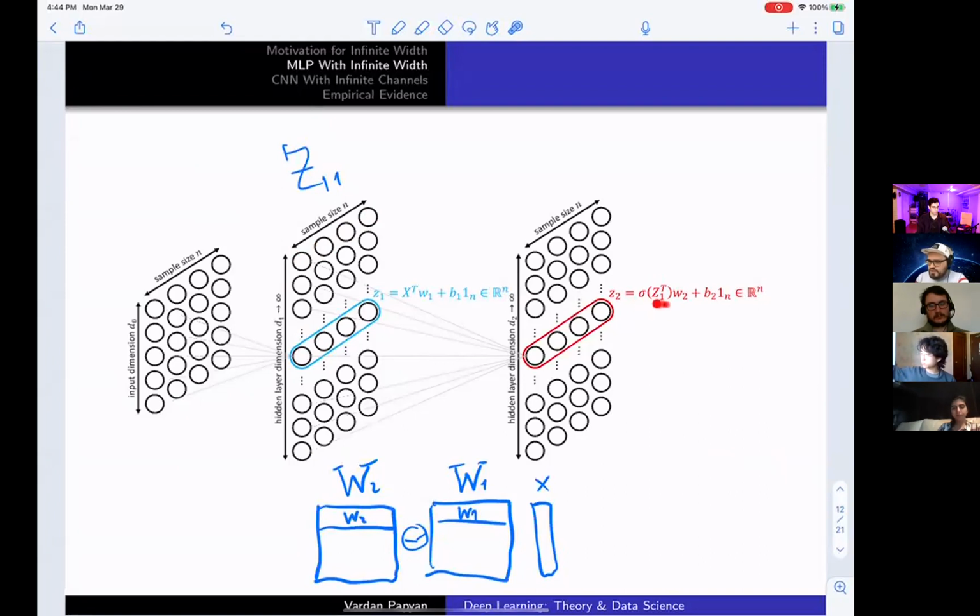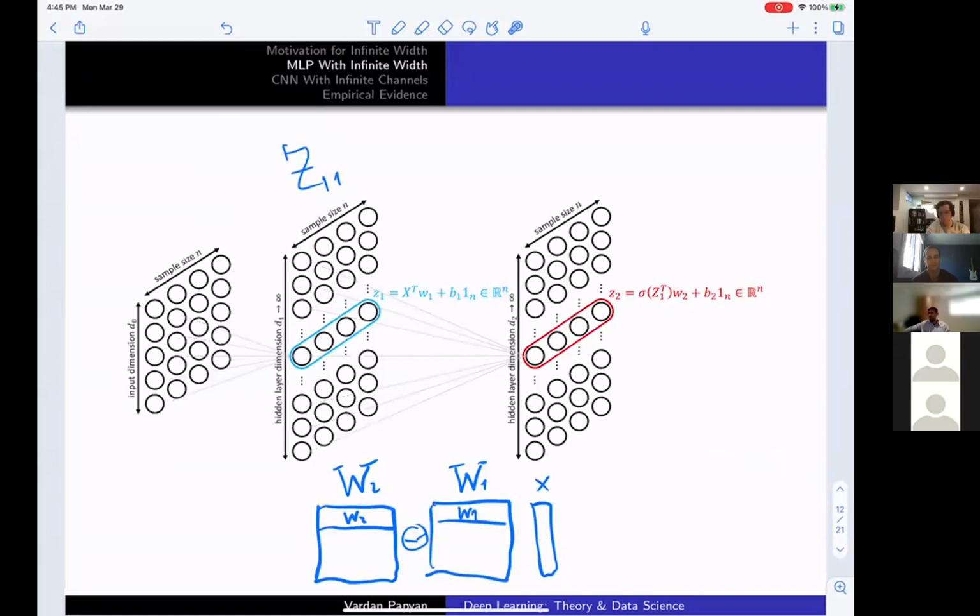Then we take this matrix and we multiply it by W2, which is a single row from W2, capital. Then we add a bias multiplied by 1n, and we get another vector in Rn. Does this make sense? Does anyone have any questions?